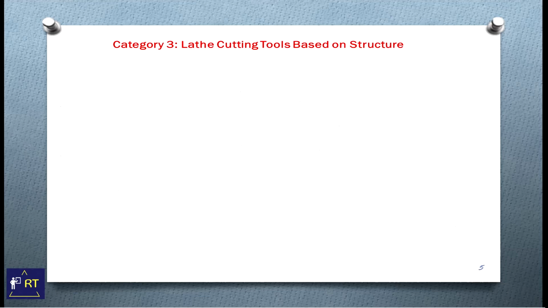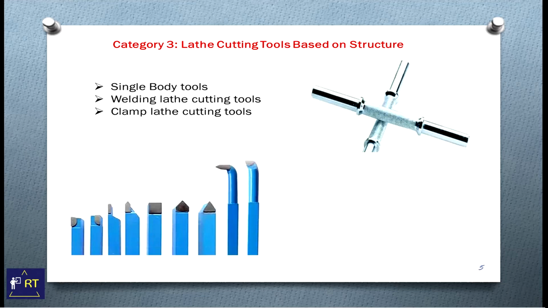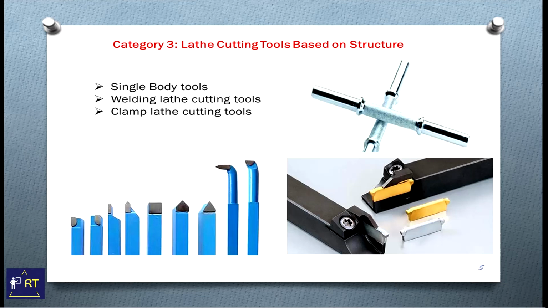Category 3, lathe machine cutting tool based on structure. Number 1, single body cutting tools, welded lathe cutting tools, and clamp lathe cutting tools. This is the single body cutting tools. This is the welded lathe machine cutting tools, and this is the clamp lathe cutting tools.